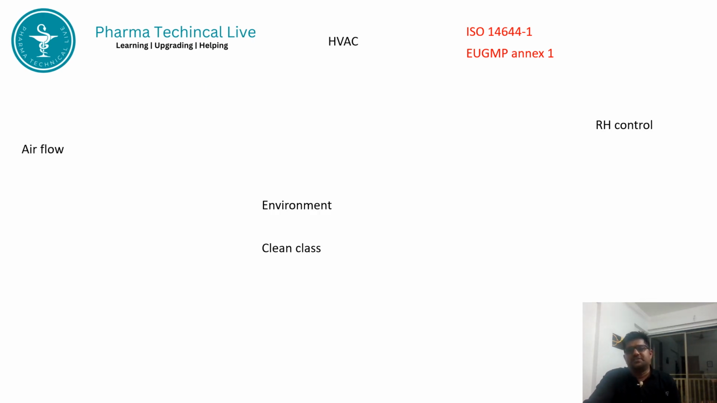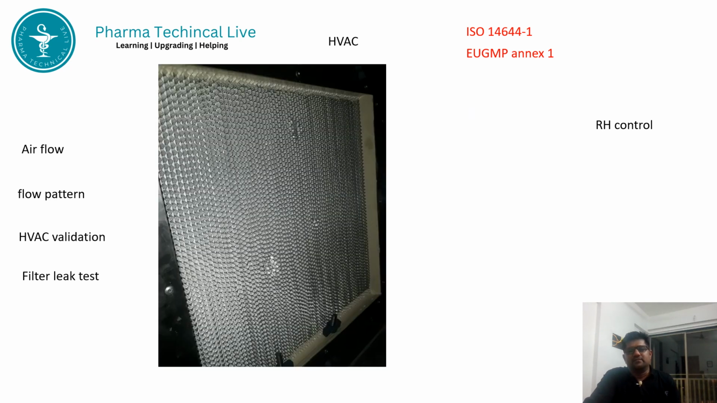Next, the HVAC system has to be designed in such a way that it will not produce any contamination through the environment, like airflow pattern. Then HVAC validation is a big topic. Again, ISO 14644-1 and EU GMP Annex 1 give a much more detailed explanation of HVAC validation. The filter leak test is the area where damaged filters or improperly fixed filters in the frames are detected. If filter frames are not properly installed, it may contaminate the clean room, and the cleanliness class may not be valid anymore.